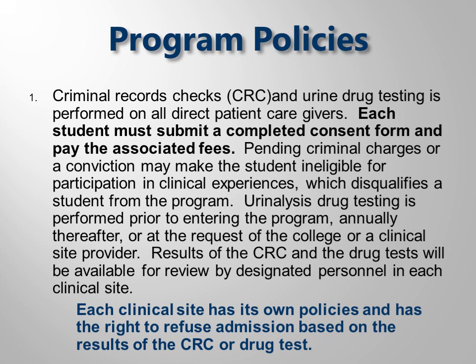Once you are accepted for entry into the transition program, you will be invited to a mandatory transition orientation meeting. A criminal records check and urine drug testing is performed on all direct patient caregivers upon program entry. This means you will be required to complete a consent form at the transition orientation, and you must bring a copy of the receipt from the business office to prove you have paid the fees necessary for the criminal record check and drug screen.